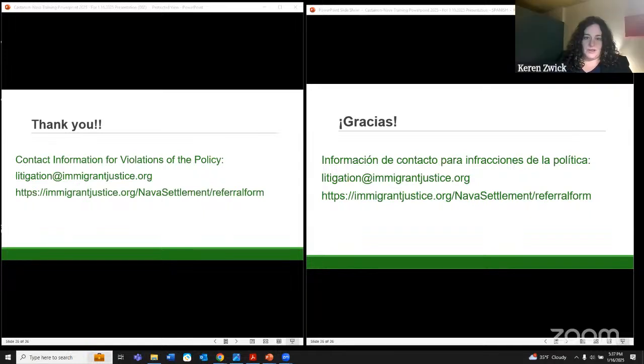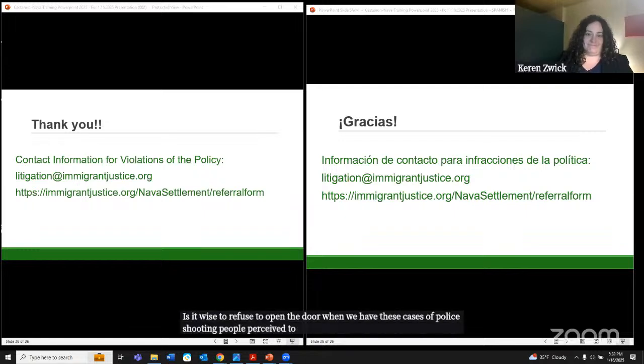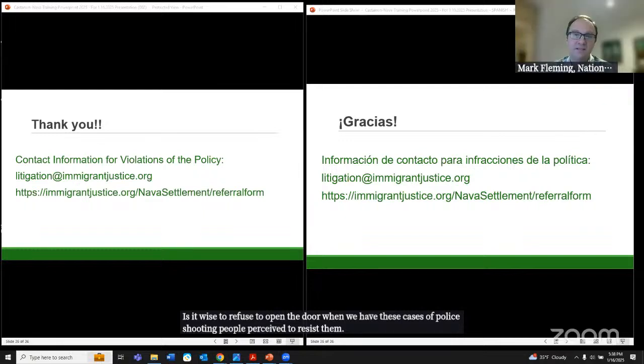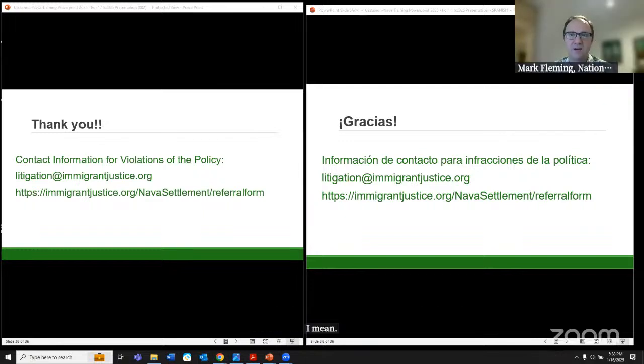Okay, next one. If a guy shows up at your home wearing a uniform that says it's police, is it wise to refuse to open the door when we have these cases of police shooting people perceived to resist them? I mean, I think that without a doubt is a fair concern. I think the general practice, again, is, if they have a warrant, they should be producing it anyway.